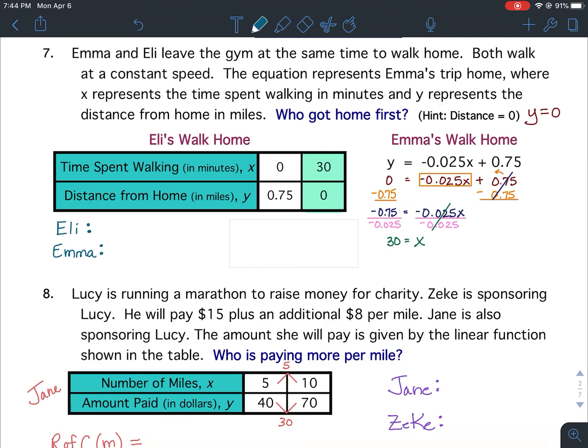The equation represents Emma's trip home, where x represents the time spent walking in minutes, and y represents the distance from home in miles. Who got home first?